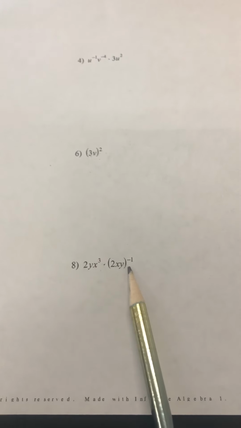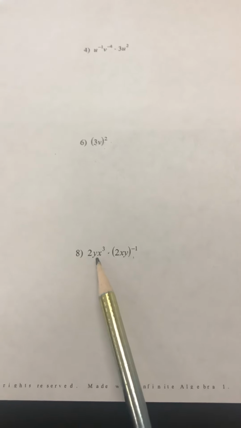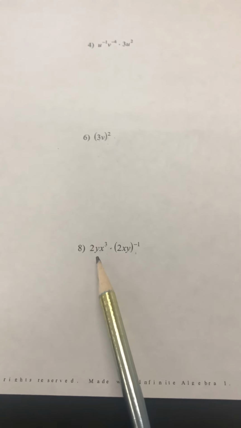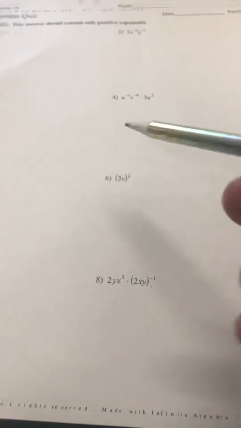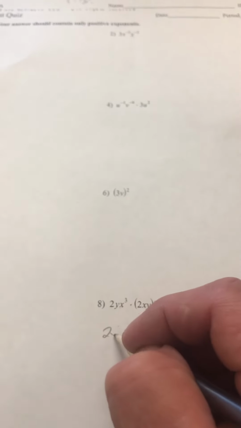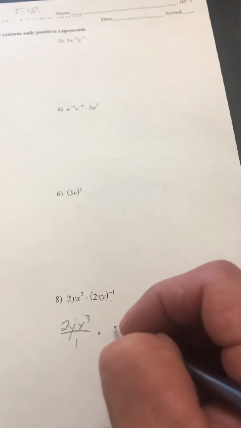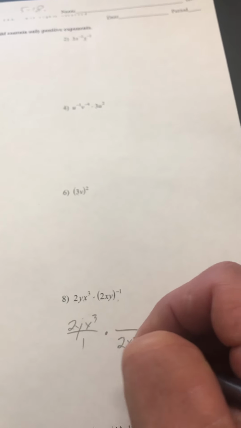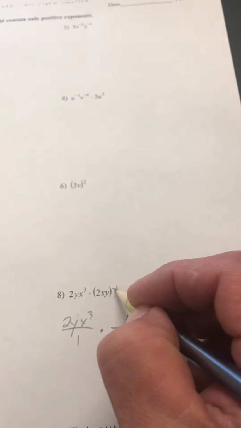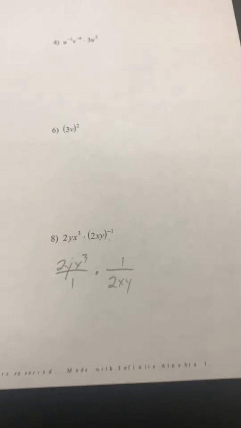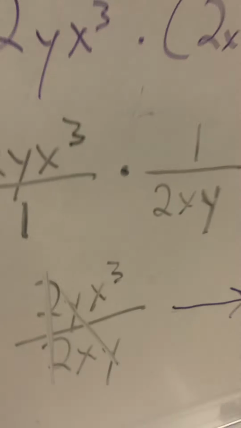Okay, so for number 8, I have this problem here. What I'm going to first do is take this and make it into a fraction. I'm just going to throw it over 1. So 2yx3, just throw it over 1, because this is going to be under 1 in order to get rid of the negative 1. So that's what I have on the board to start you off with.